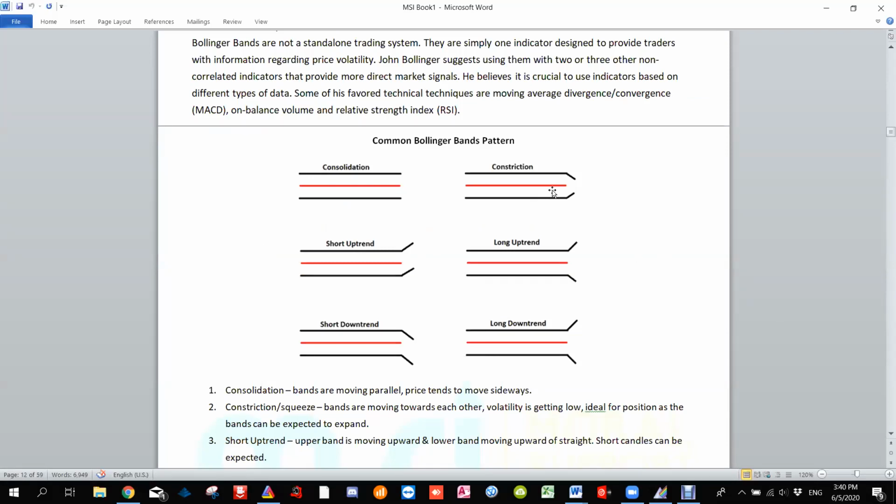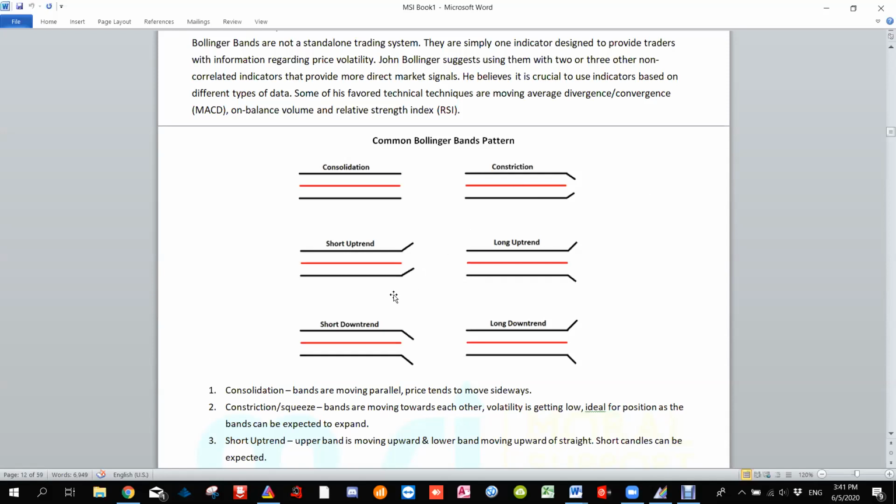The constriction is what Bollinger Bands users look out for. This is when the upper band and the lower band are coming together, the bands are tightening, because at this time the market is waiting for a big breakout. Either it breaks up or it breaks down. It's always a two-scenario situation. If you will buy, I would rather buy in the constriction phase of the band.